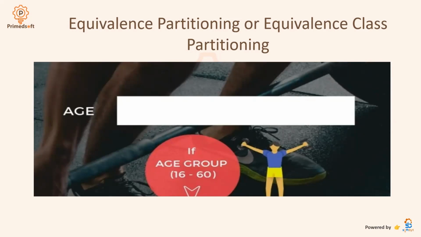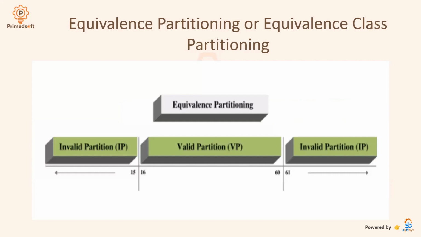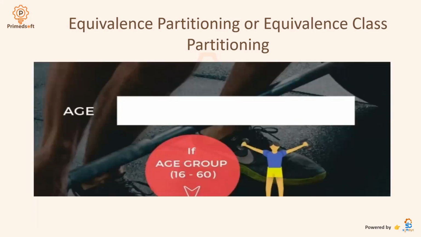So I've said that this website can only take 16 and above. Joshua, I have partitioned this just like you have seen here. I've partitioned it into invalid, valid, and invalid. Can you give me one valid test data that I can input here and it will be successful?